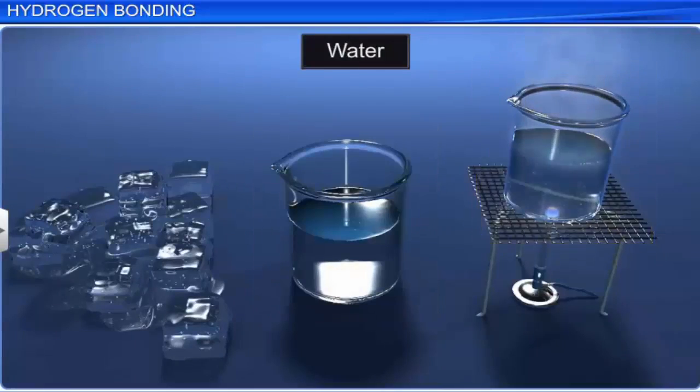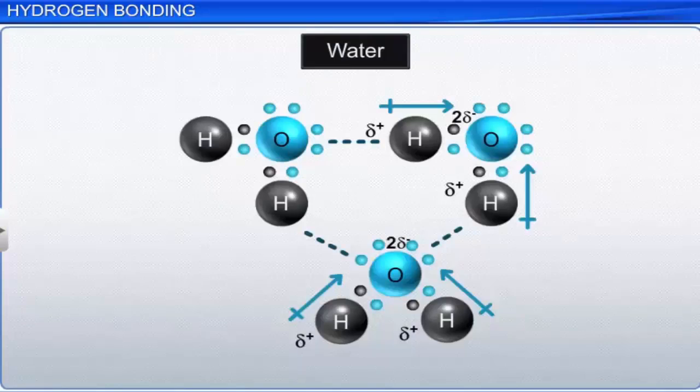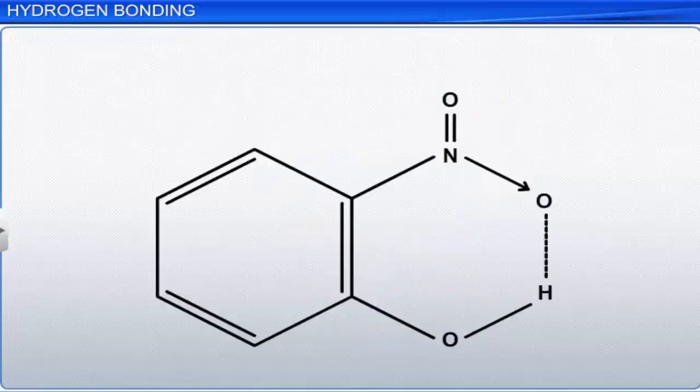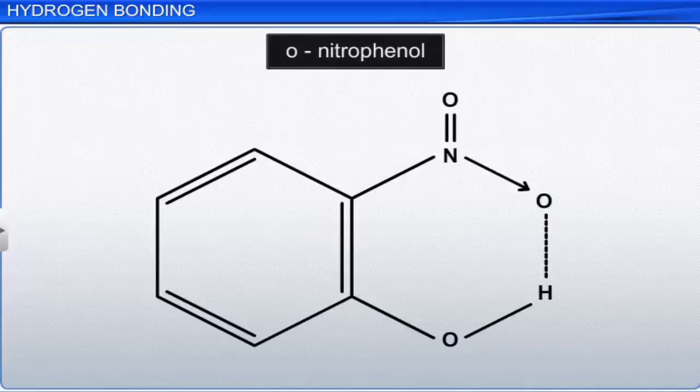The hydrogen bond present in water is said to be an intermolecular bond, which means that the hydrogen bond is formed between 2 different molecules of the same or different compounds. However, in certain compounds like ortho-nitrophenol, a hydrogen bond is formed between the hydrogen atom of the hydroxyl group and the highly electronegative atom, that is oxygen of the nitro group, present within the same molecule. Such a bond is called an intramolecular hydrogen bond.